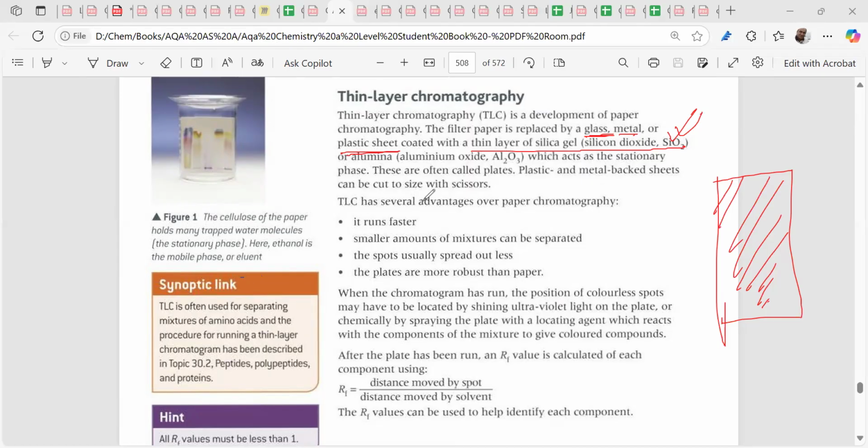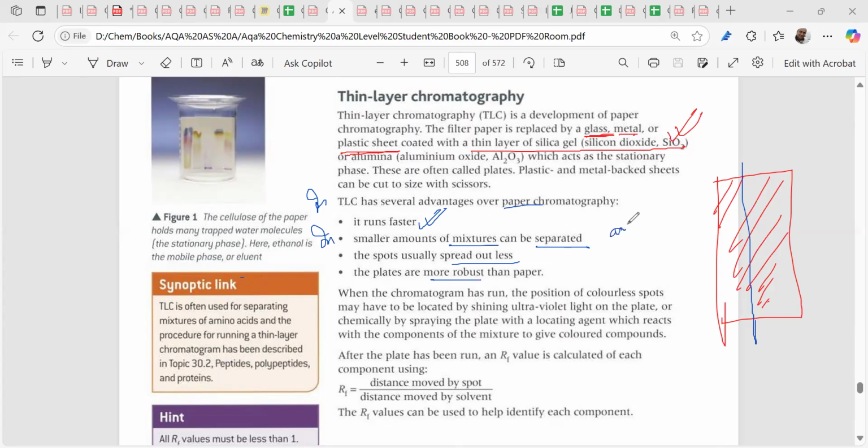This sheet is cut to sizes. Now what are the advantages over paper chromatography? Please open your book to page 33.1. Mark it important. It runs faster. This is very important. Smaller amounts of mixtures can be separated out. The spots are less spread out, or smudging is less. The plates are more robust than the paper which you use. Do you get my point?